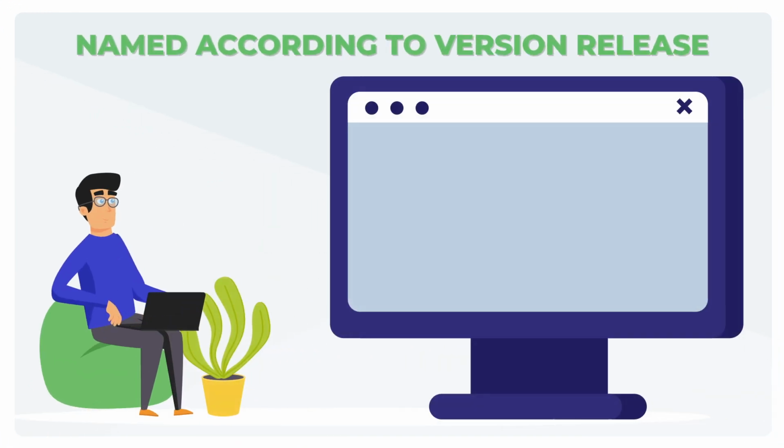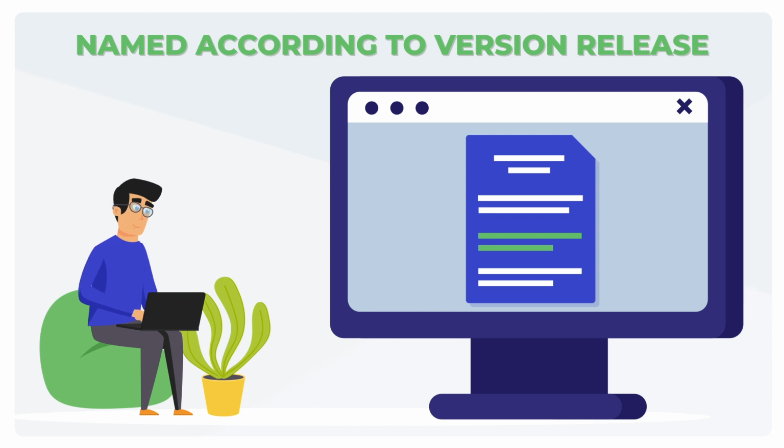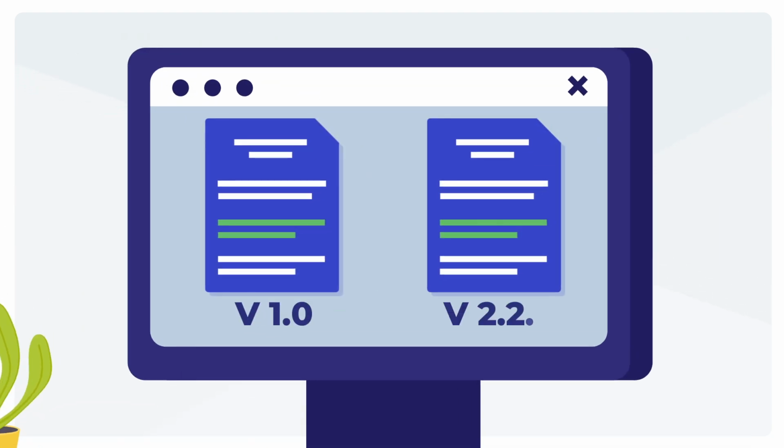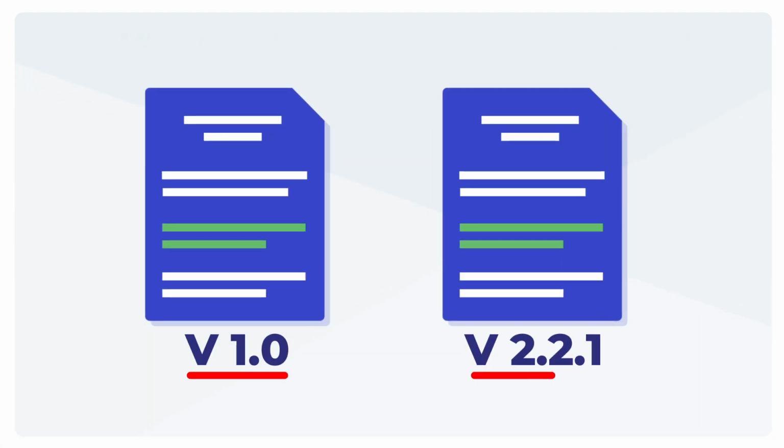Numeric. This is the most common approach because that's how desktop software products are usually named. The version names here include various numbers, such as 1.0 or 2.21. For example, the first number can refer to the major release identifier, followed by a minor release identifier.